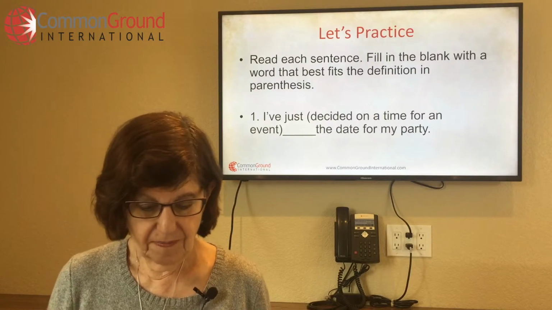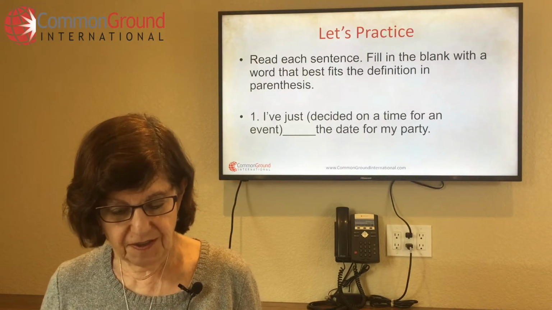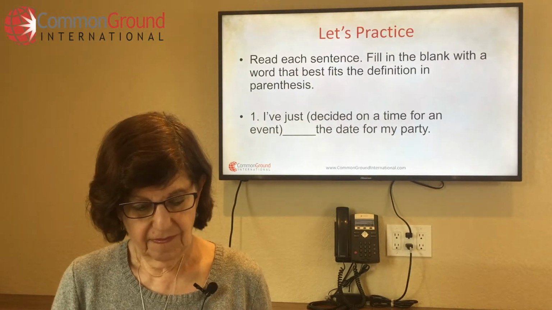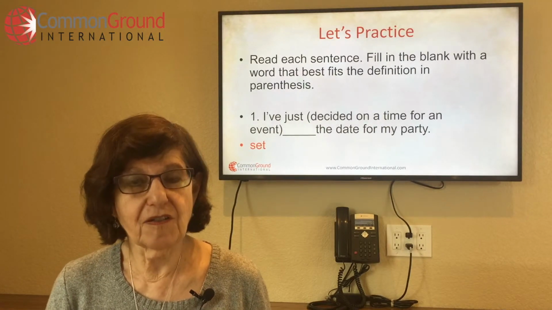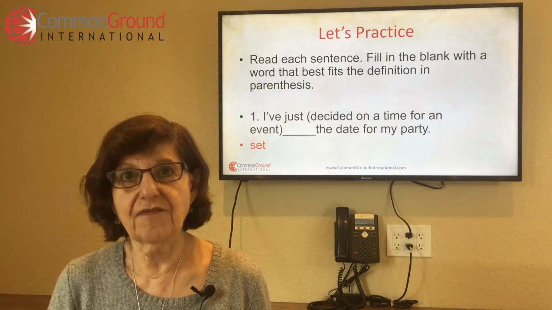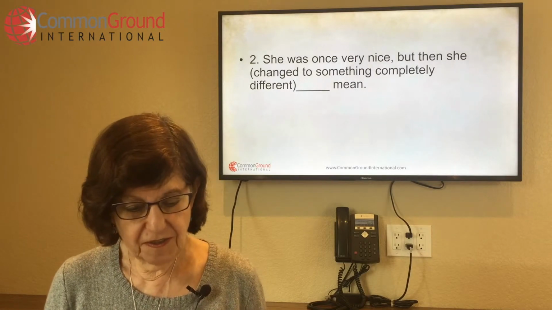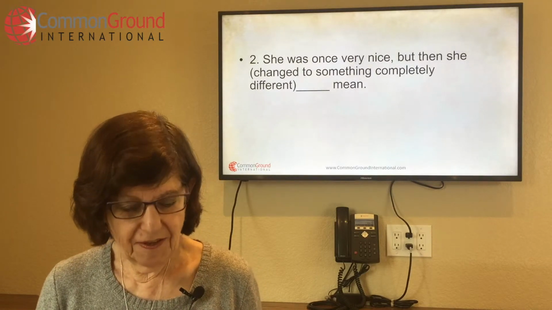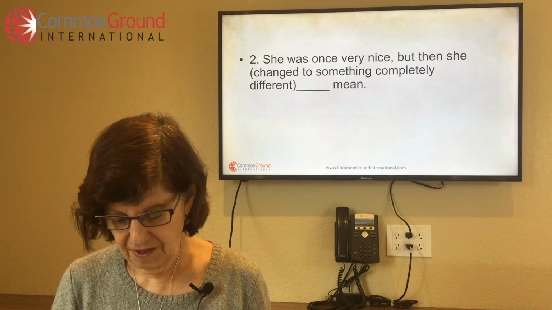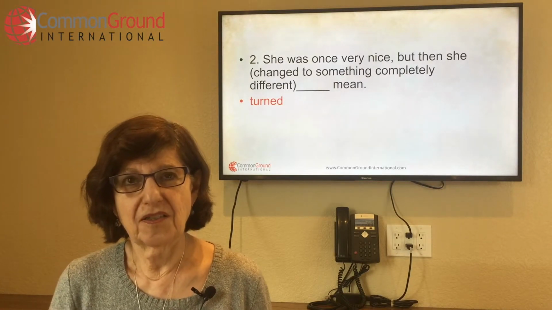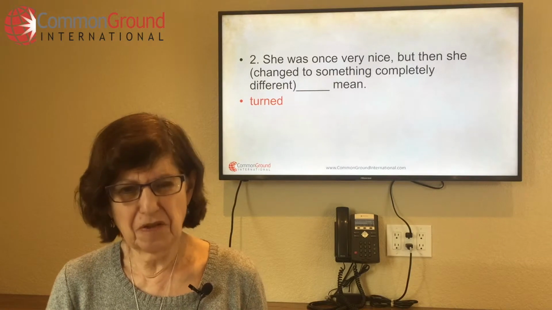I've just blank the date for my party, decided on a time for an event. I've just set, and you'll get flashcards with all these, I've just set the date for my party. I decided on the date. Number 2, she was once very nice, but she blank mean. She changed to something completely different. She turned mean. She was once very nice, but then she turned mean.